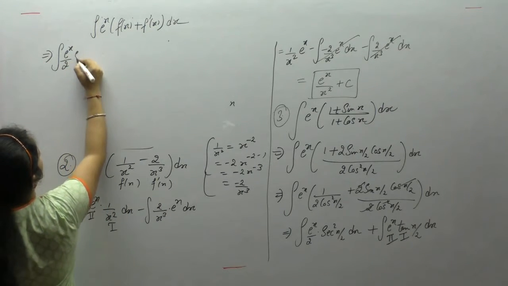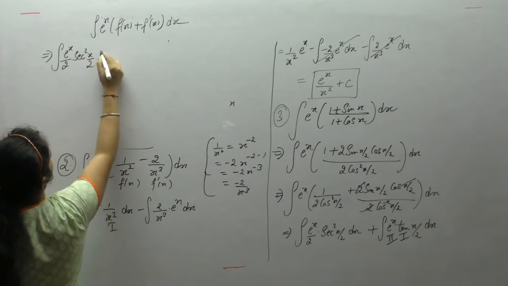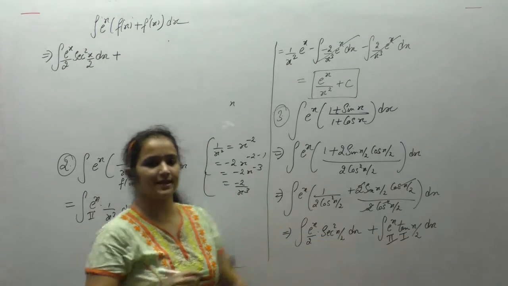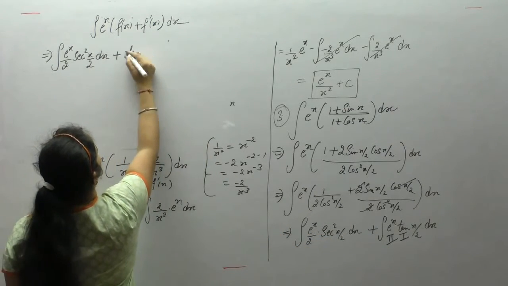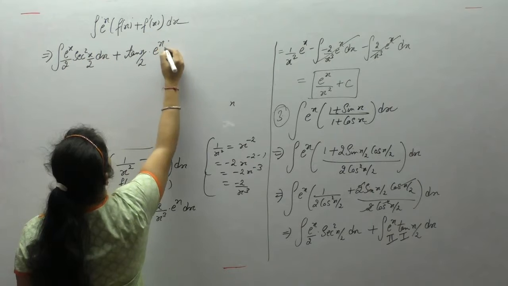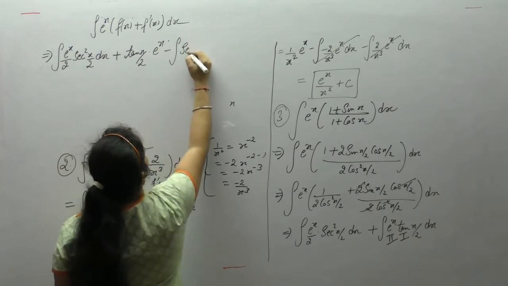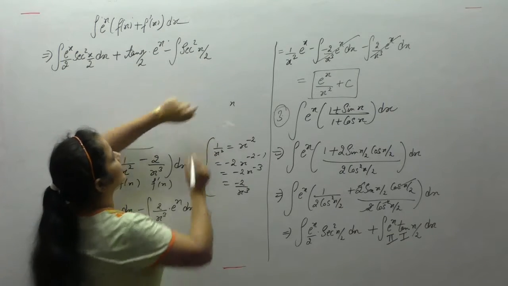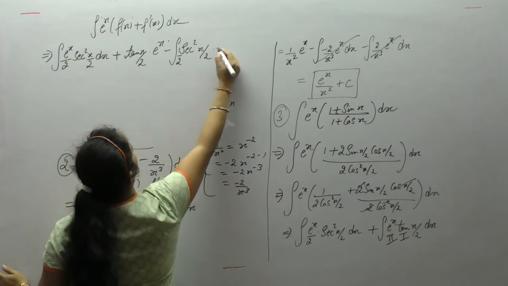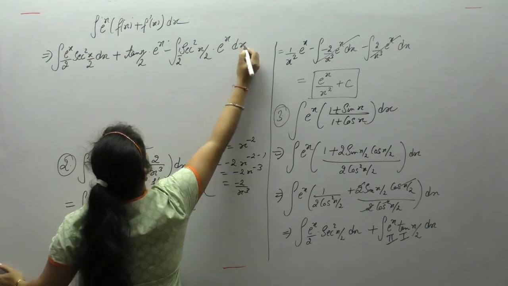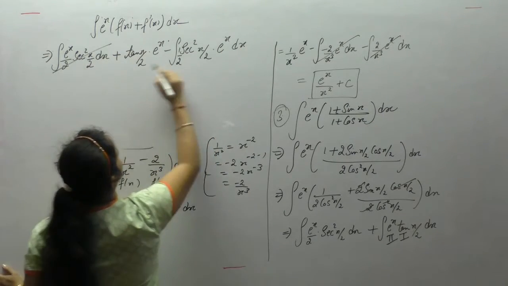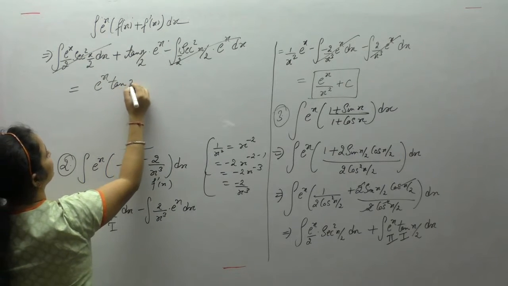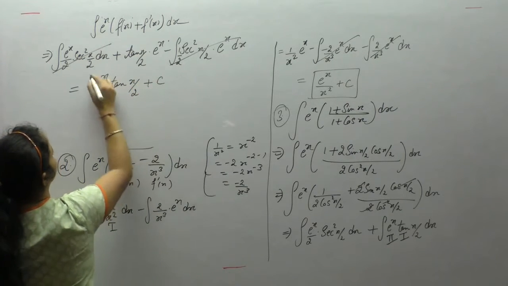e^x by 2 sec square x by 2, plus first function as it is, tan x by 2. Integral of e^x is e^x. Derivative of tan is sec square x by 2 and derivative of x by 2 is 1 by 2. Integral of e^x is e^x. This term is of plus and minus. e^x into tan x by 2 plus c.